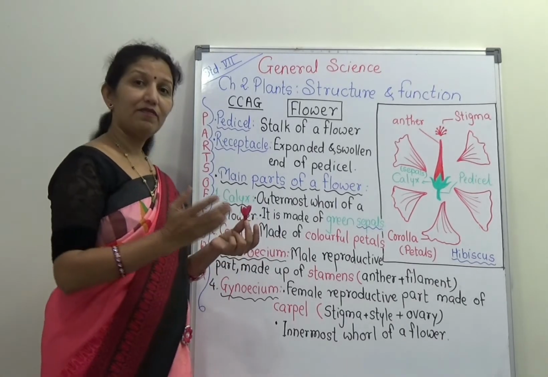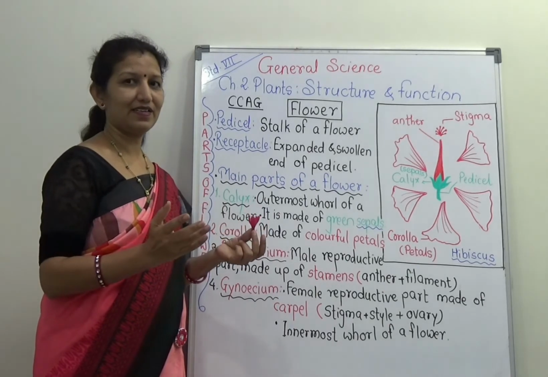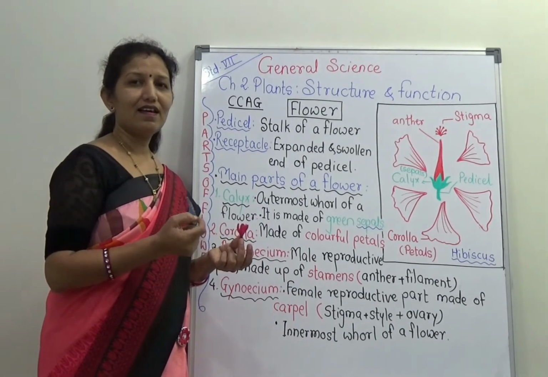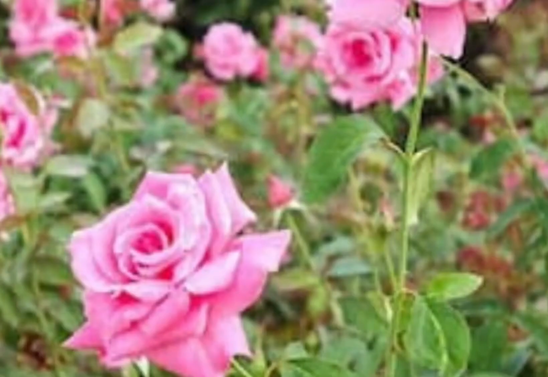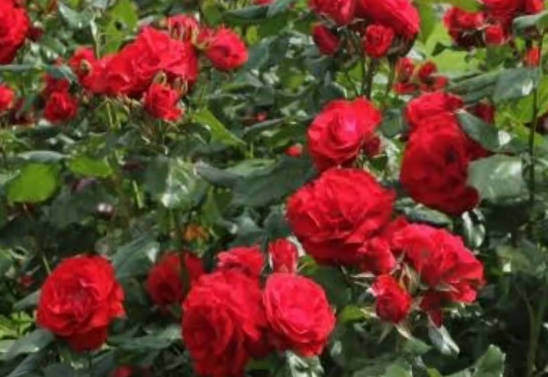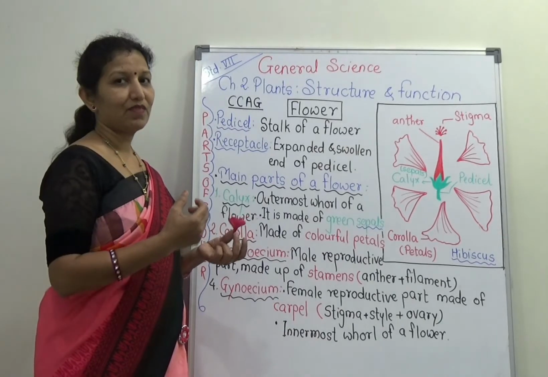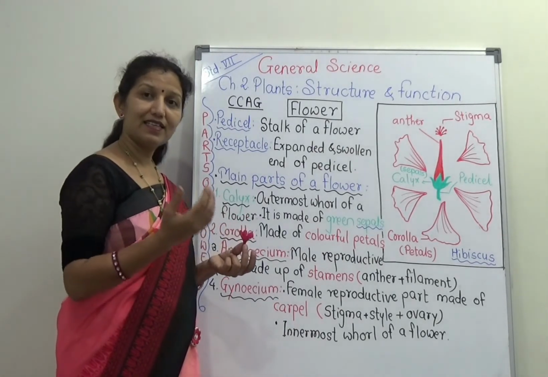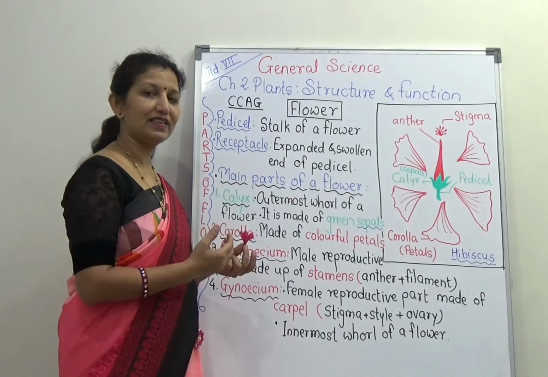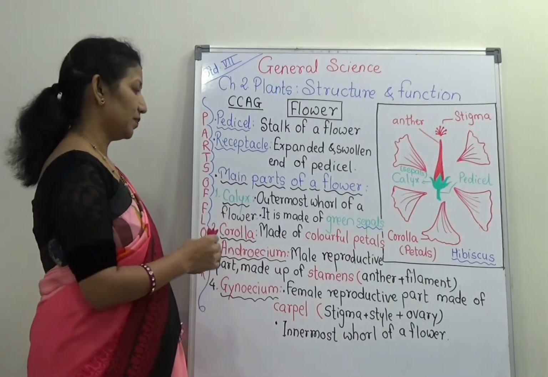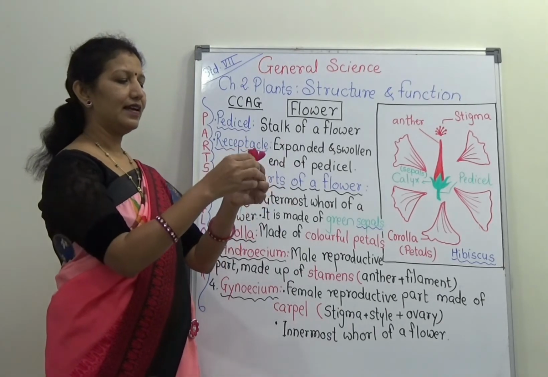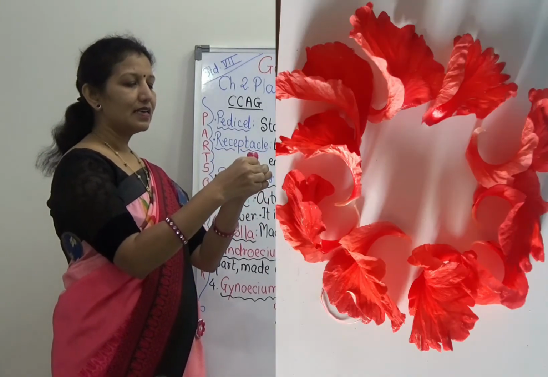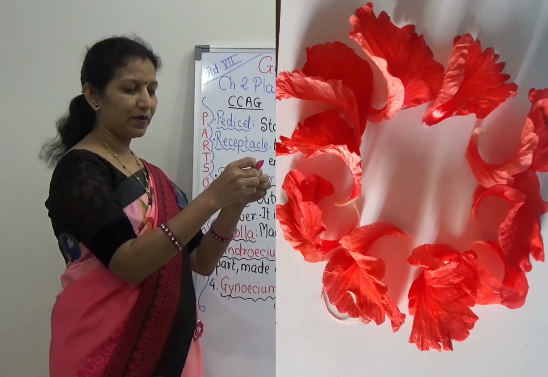Then it is fragrant. It is attractive, and it has a sweet smell, fragrance, and because of that we also get attracted towards it because of its colorful petals and sweet fragrance. Like us, the insects also get attracted towards it, and there is pollination. So this flower is red in color and it has colorful, that means red corolla.